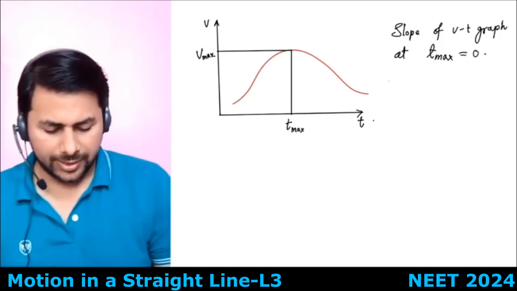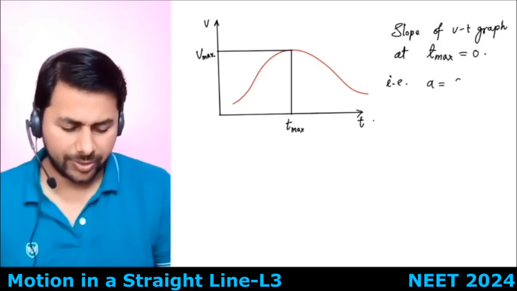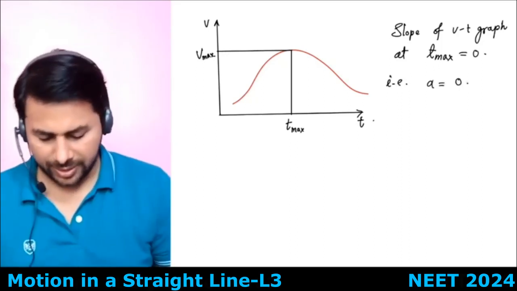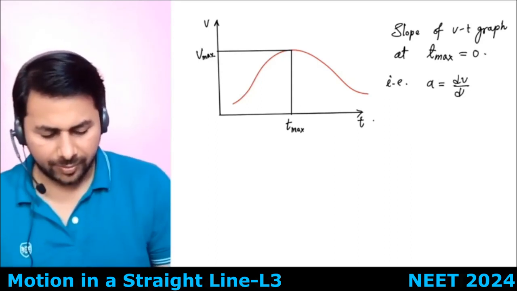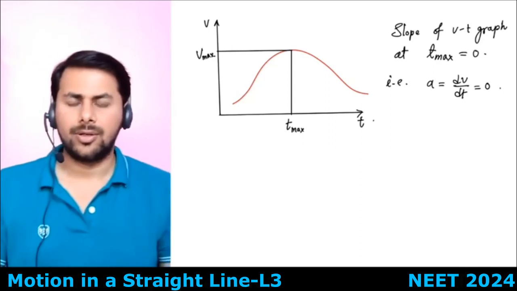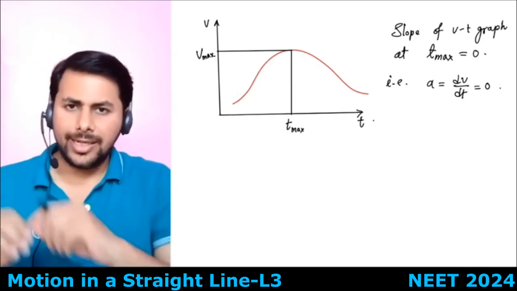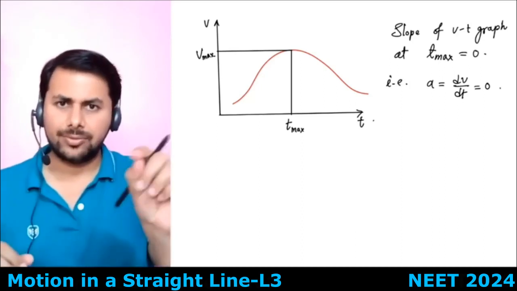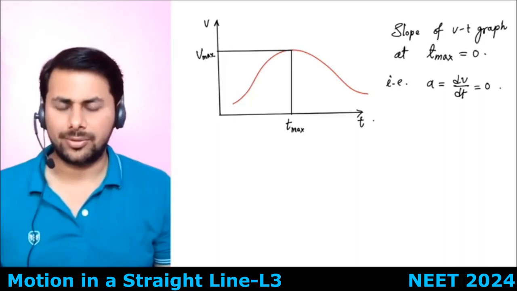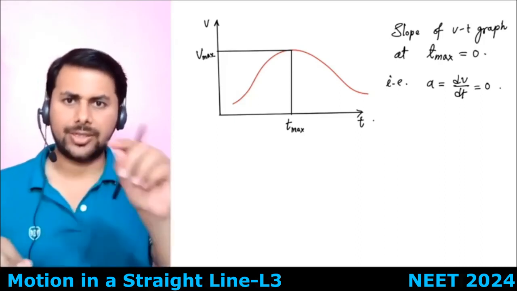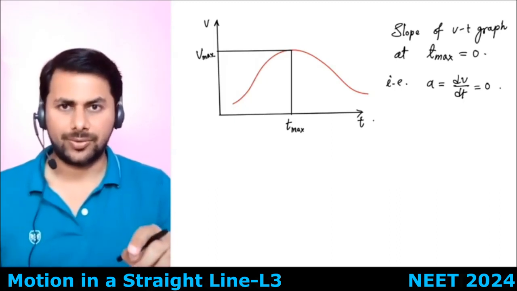Okay, that means that acceleration is equal to what? 0, or you can say acceleration, which is equal to dv by dt, is equal to 0. So whenever any function hits the maximum value, the derivative of that function will be equal to 0. Whenever some function hits the maximum value, the derivative of that function will be 0.